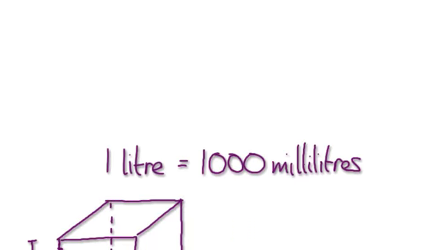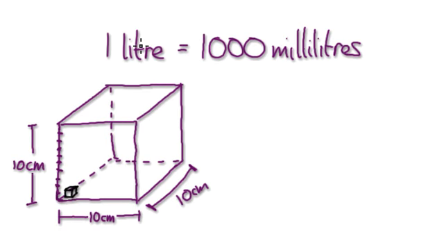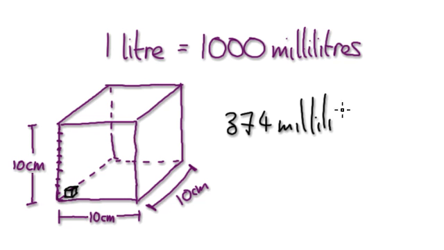In the previous video, I gave you a brief explanation of what a litre is. So now it's your turn to have a go. Given that 1 litre equals this, suppose I have 374 milliliters. Convert this into liters. So press pause and have a go.